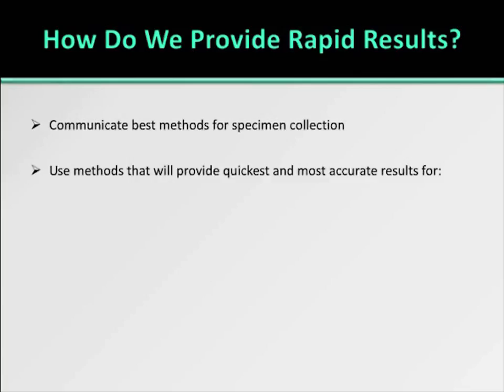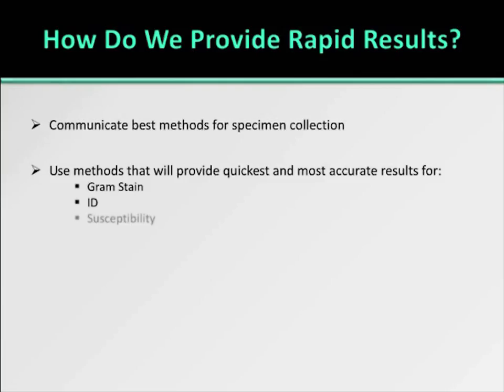So, how do we provide rapid results? That was the gist of this talk. What are we going to do? Well, our goal in the Clinical Microbiology Lab is first and foremost to communicate the best methods for specimen collection. We are about getting good specimens in our laboratory and providing good results. We sort of go by the mantra of garbage in, garbage out. So we want to make sure that we tell our clinicians and our patients when necessary what's the best way to give us the specimen that's going to give the best answers.